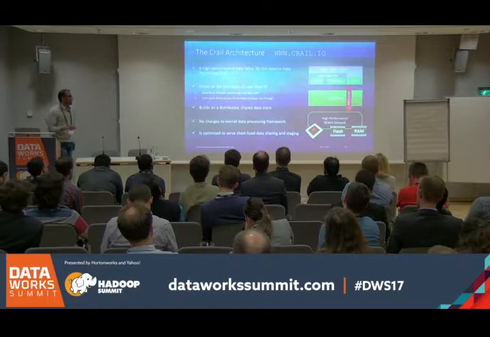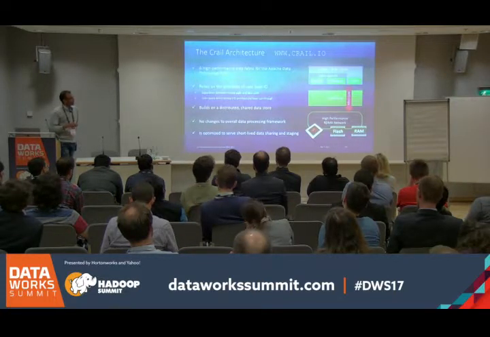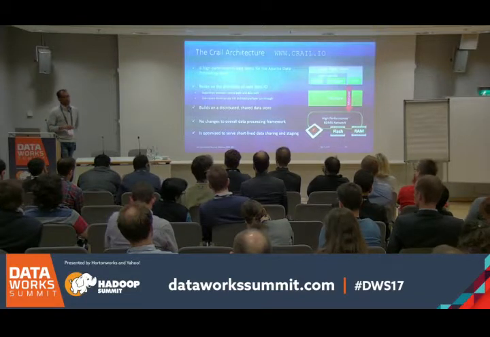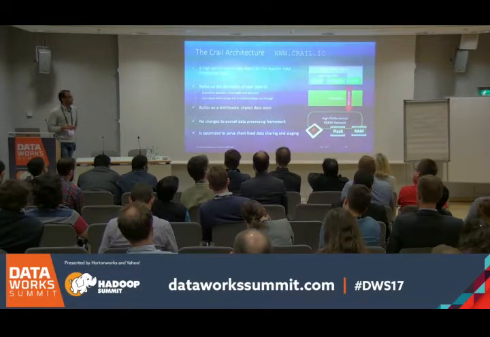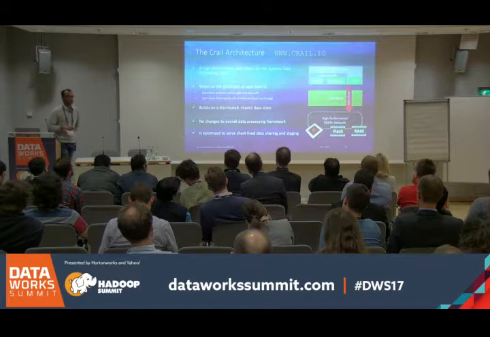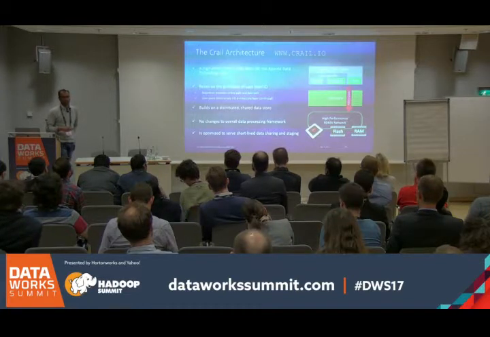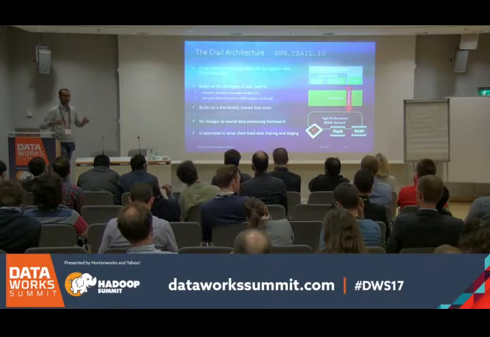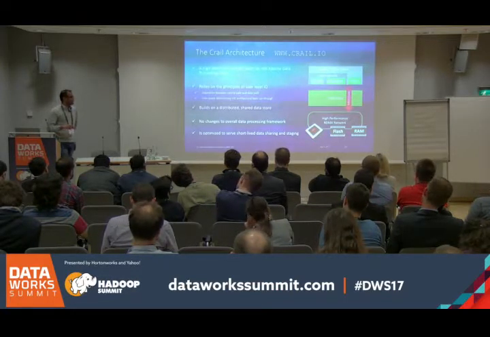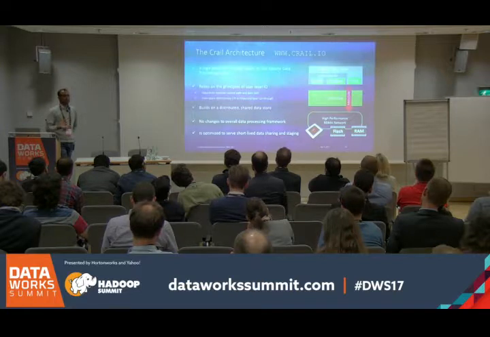The core of the Crail architecture is the Crail store, which is a distributed shared data store that supports multiple types of networking technologies and multiple types of storage. You can integrate your GPUs, DRAM, flash storage, NVMe, various types. These are all modules within the Crail store. You can plug them in, and it doesn't require any changes to your compute processing framework.